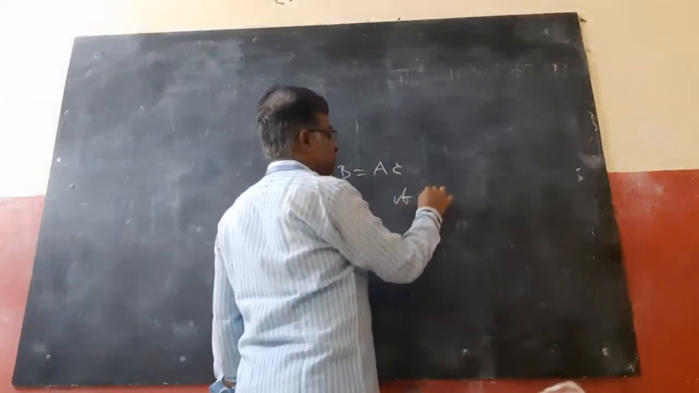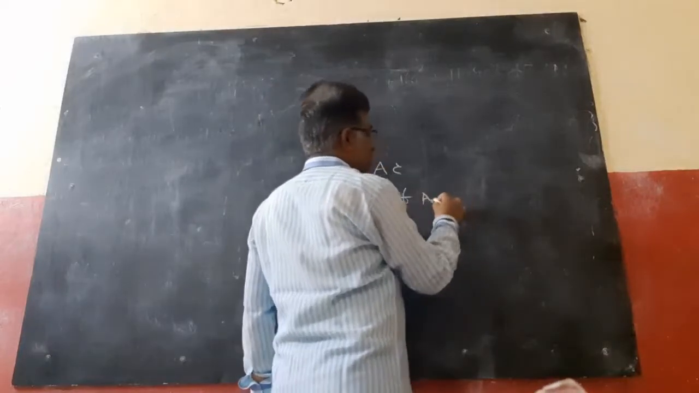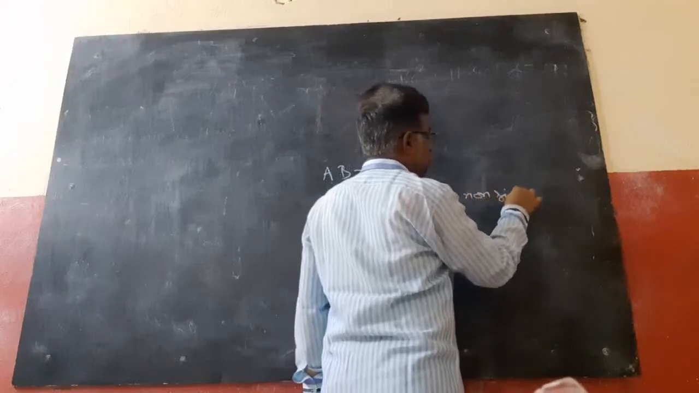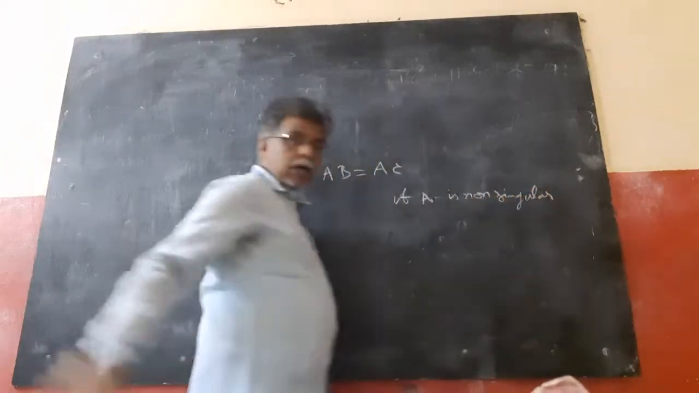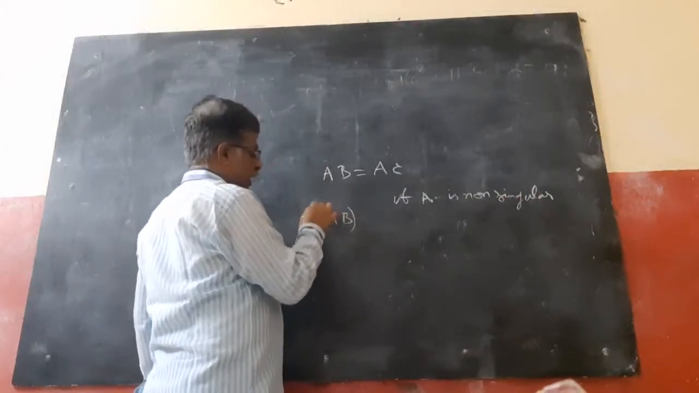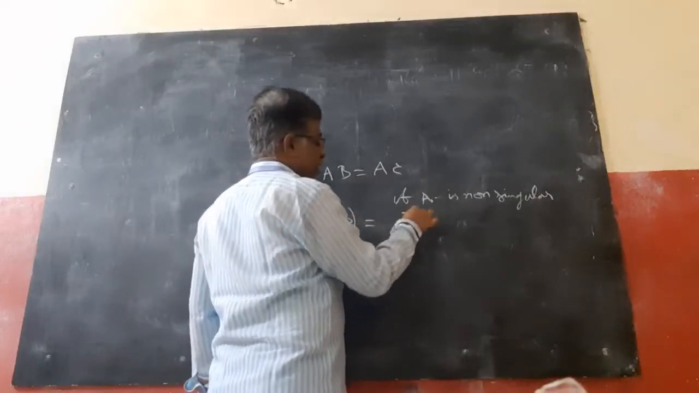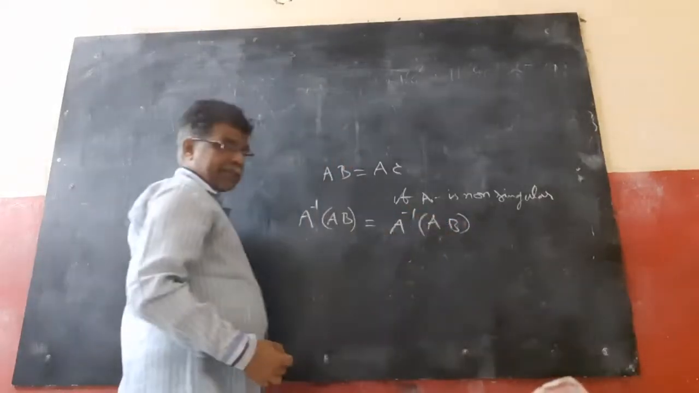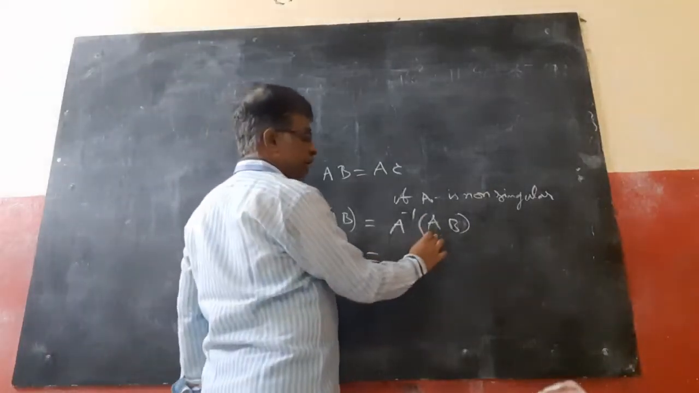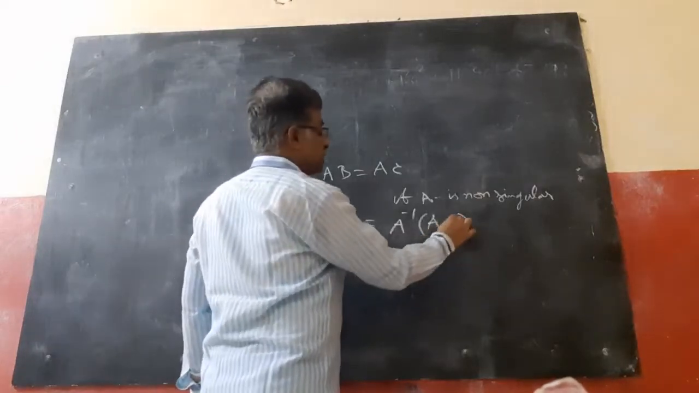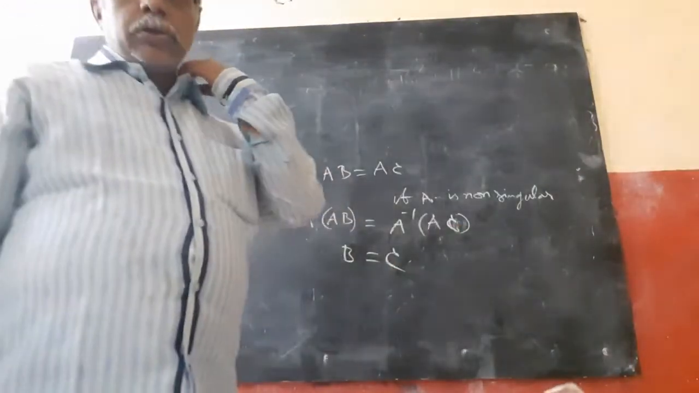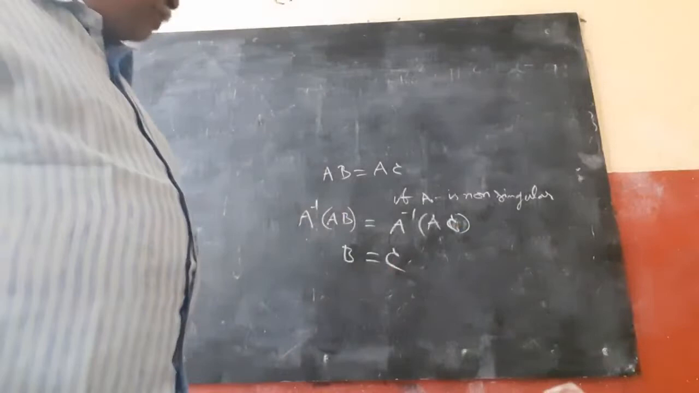Unless A is invertible, we can't say B equal to C. Invertible means non-singular. Then we can multiply AB by A inverse, which is called the cancellation law. A inverse times A is I, I times B is B, equal to A inverse times A is I, I times C is C. So B equal to C. So this is one more property under multiplication.